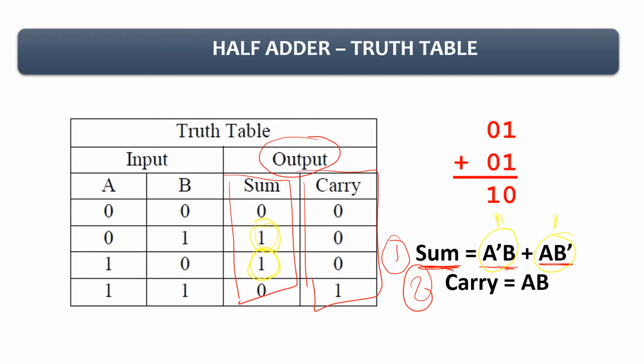Now for the first one, what is my input? I have A and B, but as you can see the value of A is 0 and the value of B is 1. So I can say that 0 means A dash and 1 means simply B. So here I got A dash B for this one. Fine.